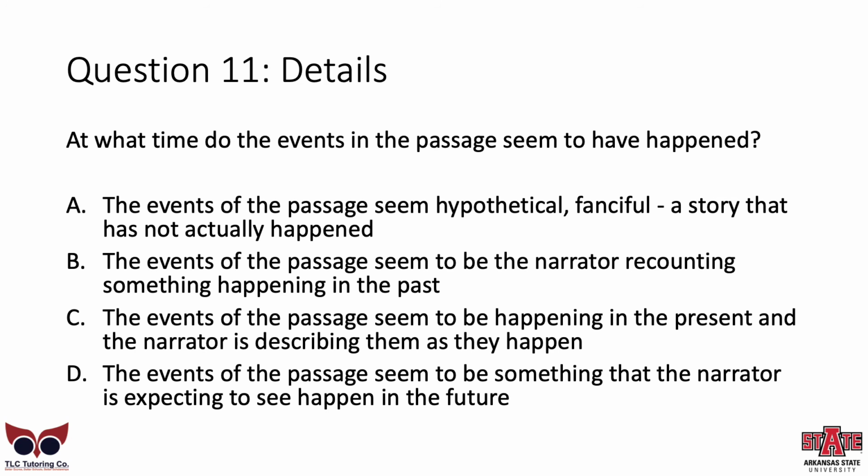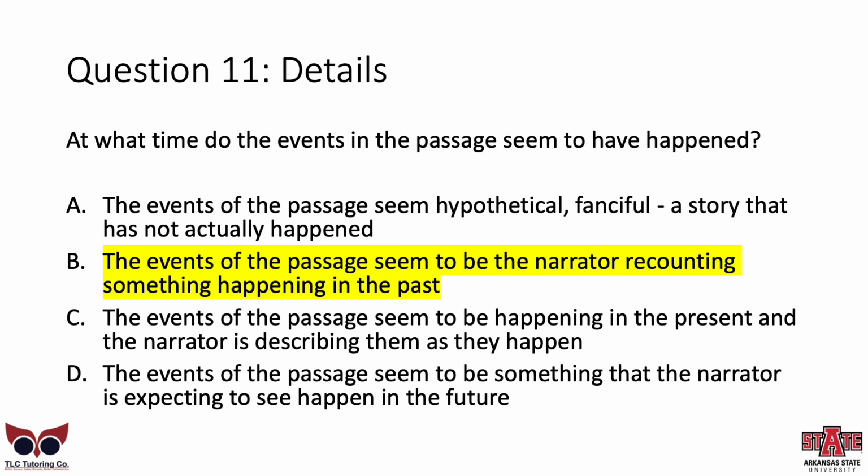Question 11. Details. At what time do the events in the passage seem to have happened? A. The events of the passage seem to be hypothetical, fanciful, a story that has not actually happened. B. The events of the passage seem to be the narrator recounting something that happened in the past. C. The events of the passage seem to be happening in the present, and the narrator is describing them as they happen. Or D. The events of the passage seem to be something that the narrator is expecting to see happen in the future.